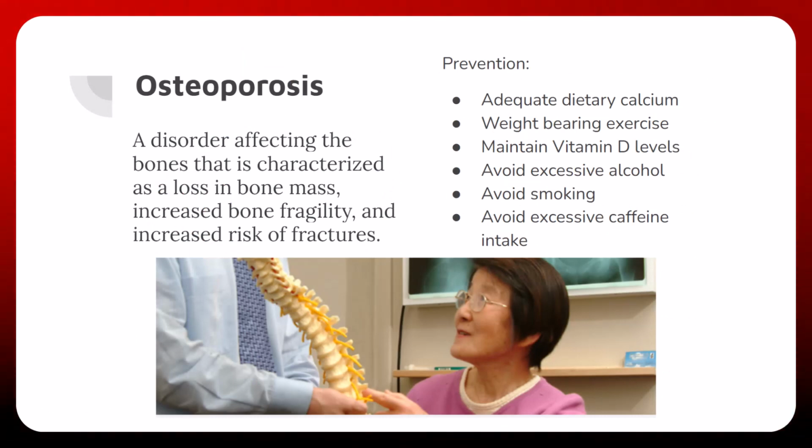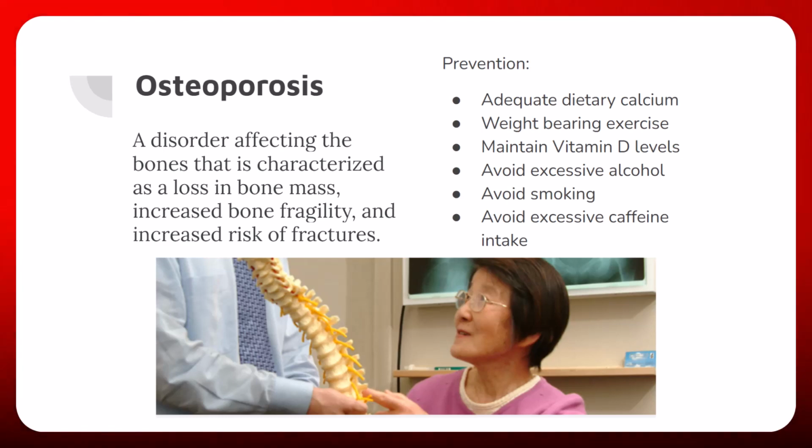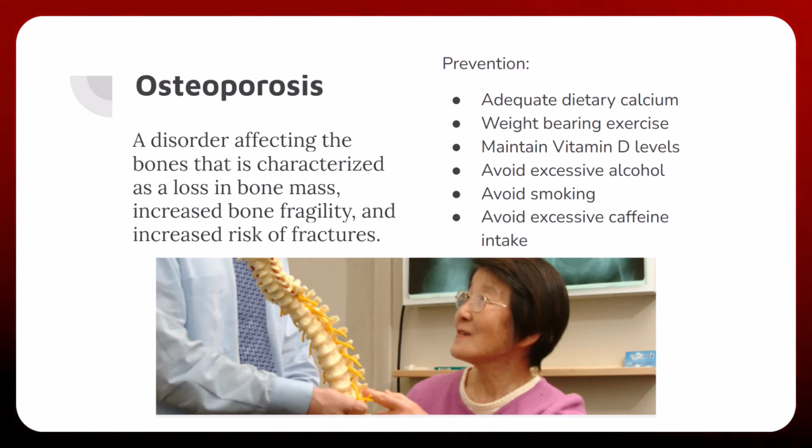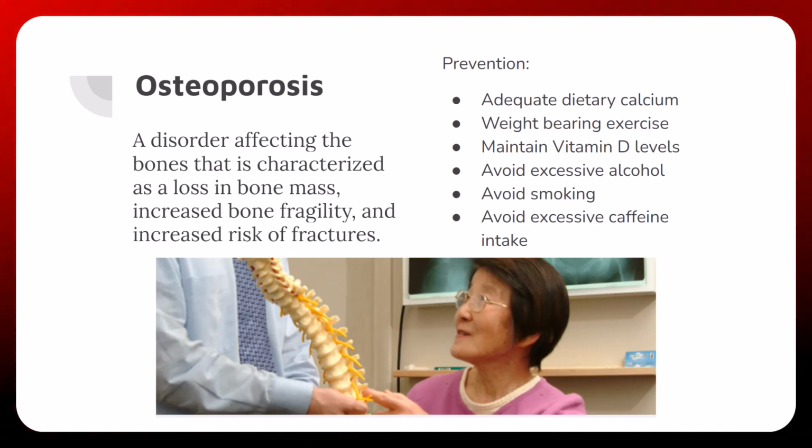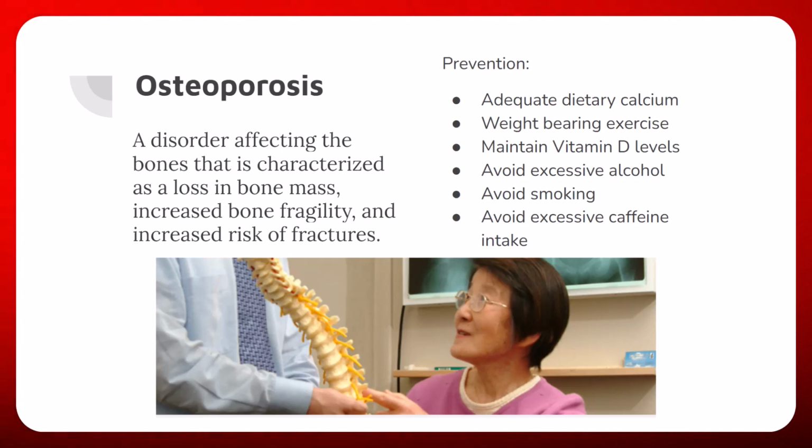Osteoporosis is a disorder affecting the bones and is characterized by the loss of bone mass, increased bone fragility, and an increased risk of fracture. There are several ways to prevent osteoporosis. You can do that by adequate dietary calcium intake and weight-bearing exercise. Weight-bearing exercises include things like running, walking, bicycling, and weight training. Non-weight-bearing exercises are things like swimming, because the body isn't bearing its own weight when it's in the water. Also, avoiding excessive alcohol consumption, avoiding smoking, and avoiding excessive caffeine intake can help prevent osteoporosis.